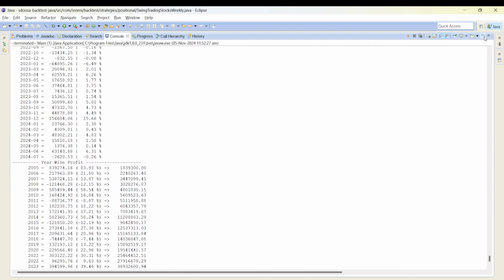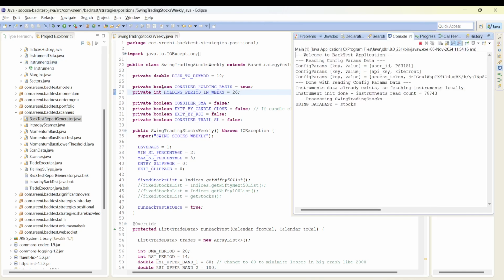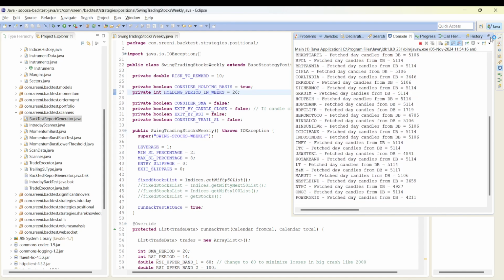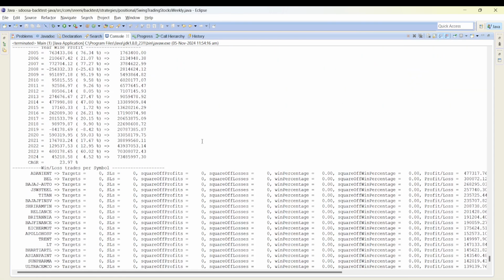Let me do this test again for 6 months. That is, how many days? 180 days, right? So 26 weeks. Here the calculation is based on weeks. So assuming that you are going to have the exit criteria as 180 days, that is 6 months, how will the backtest show the result over the last 20 years, again in the Nifty 50 stocks.